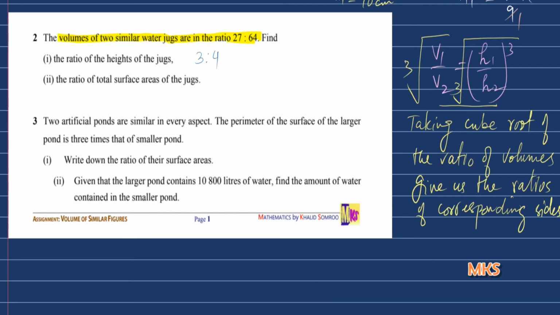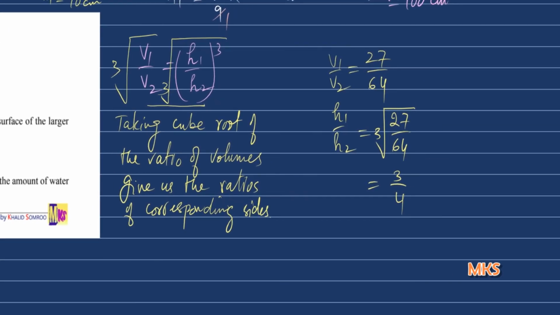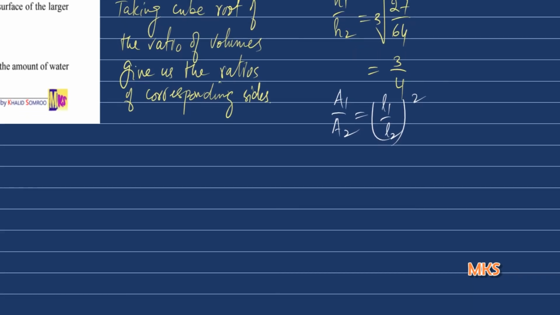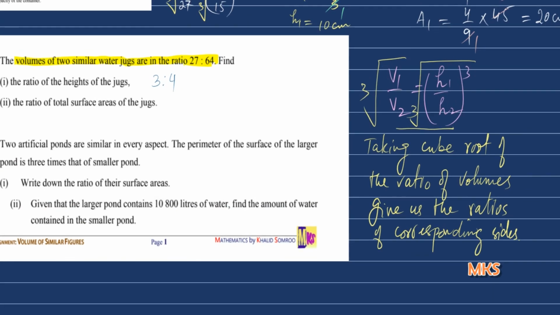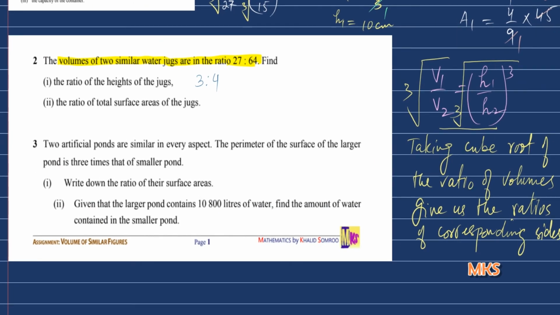Ratio of the total surface area of the jugs. Obviously, areas means if this is L1 over L2, what is A1 over A2? A1 over A2 is equal to L1 over L2 square. So here L1 over L2 square is 3 over 4 squared, which will be 9 over 16. So that ratio will be 9:16, because these are the lengths. So if you take square of this one, that will become the areas ratio.